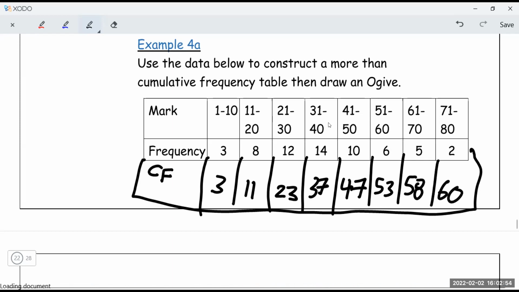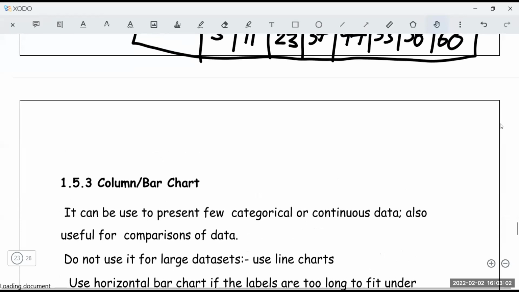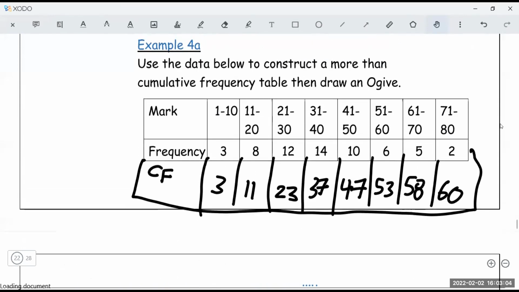Once you get the cumulative frequency, you then go ahead and draw a graph with the cumulative frequency and the upper class boundary. All right. So in this case right here, let me open up the graph. I'm going to quickly run through it.